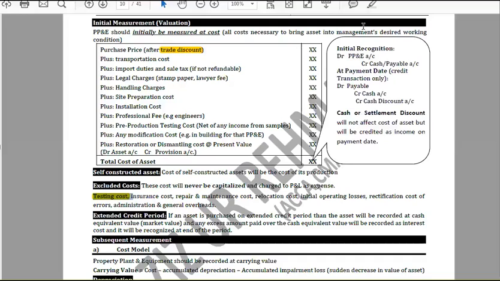Suppose testing cost is 1000 and the samples are sold for 800, then only 200 pounds will be added in the cost of the asset. It's written over here, net of any income from the samples. If testing cost is 1000 and samples are sold for 800, then still there is a cost of 200 pounds. It will be added in the cost of the asset. Got it?